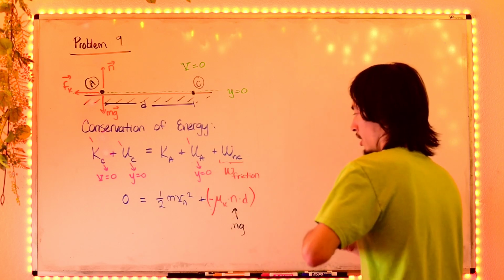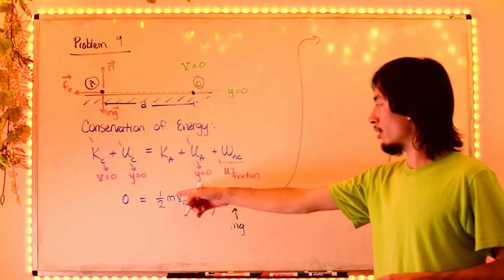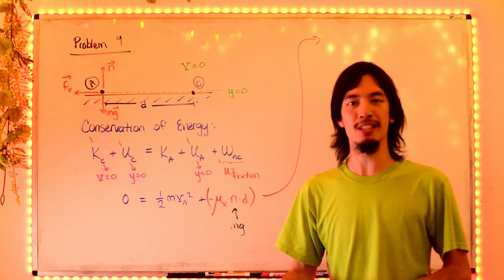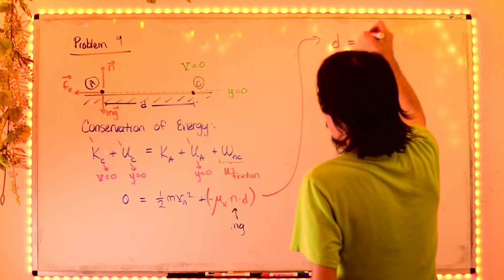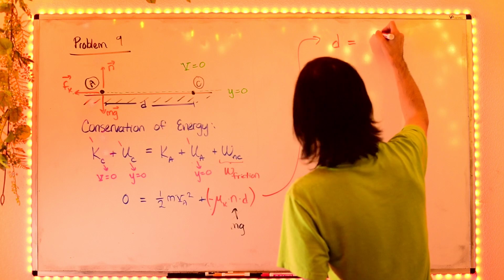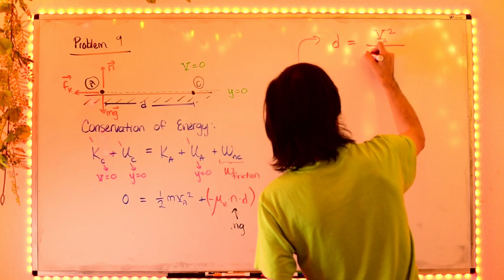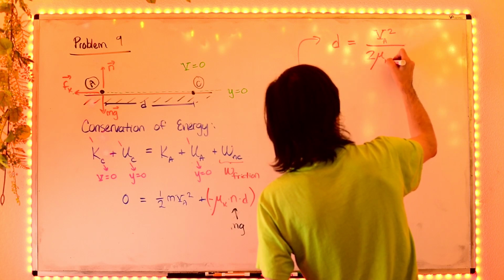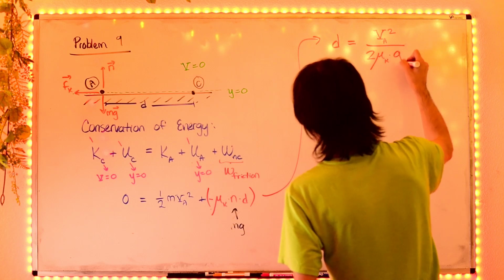We can solve for the distance to stop. If we solve for that distance, the mass will appear in every term, so it doesn't depend on the mass. So solving for that distance, the minuses will cancel. It's v initial squared divided by 2 times the coefficient of friction times g.